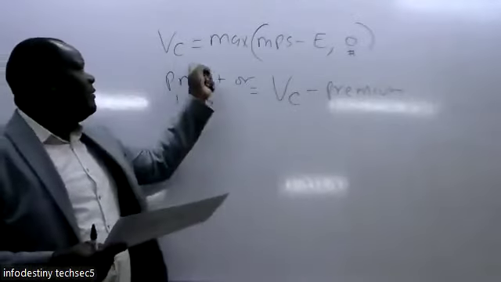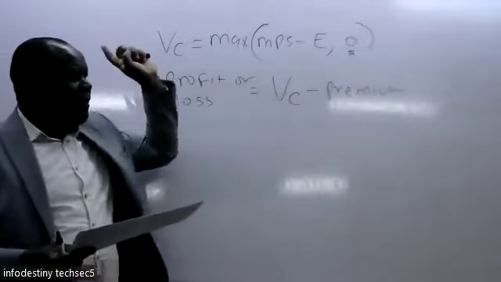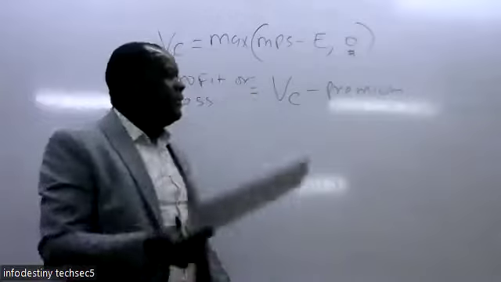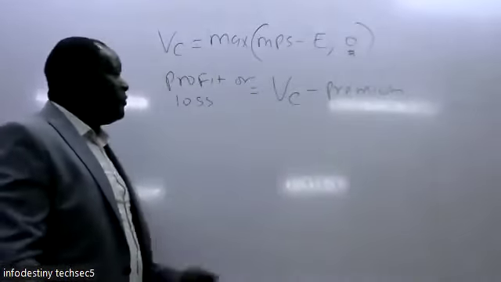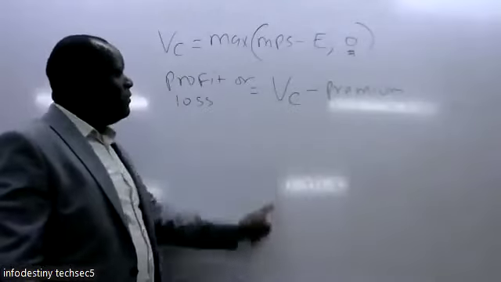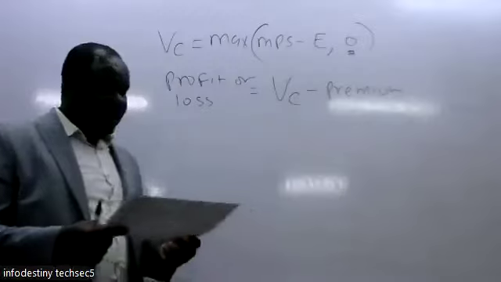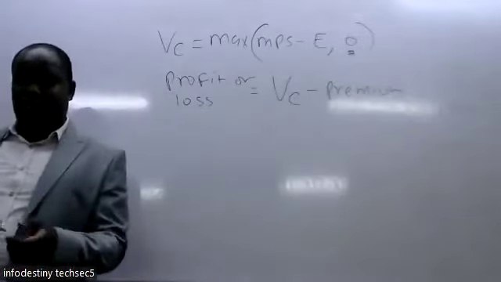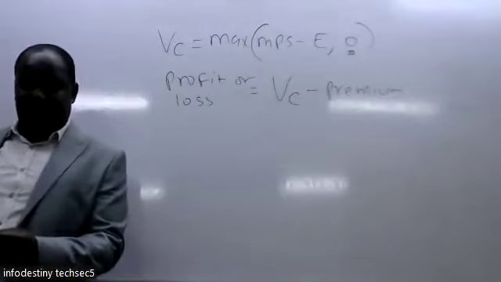To get the value for the call option, maximum means there is no upper limit, but 0 means the minimum value should be 0. If you happen to get a negative, make it equal to 0. Then profit or loss will simply be the value for the call option minus the premium. That's the summary. I will not be looking at that illustration because I will use a question from your past paper. Then the other part is the put option.